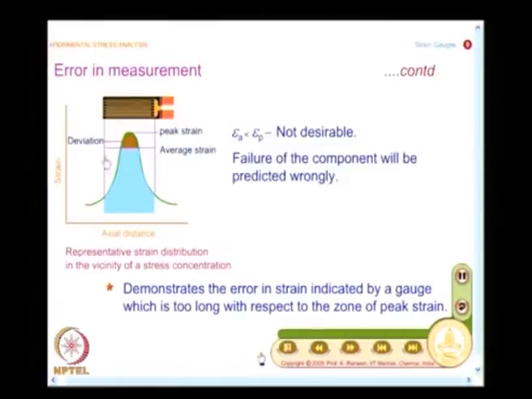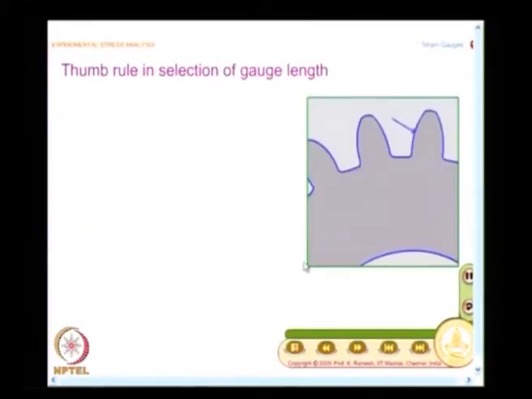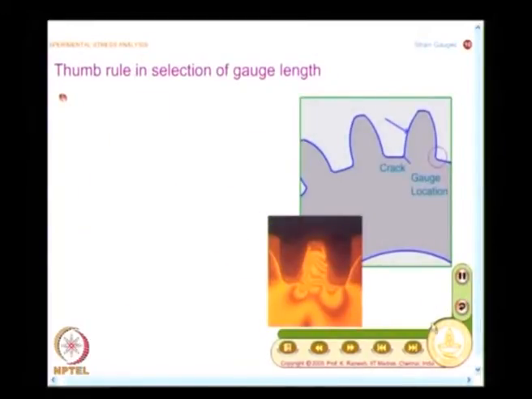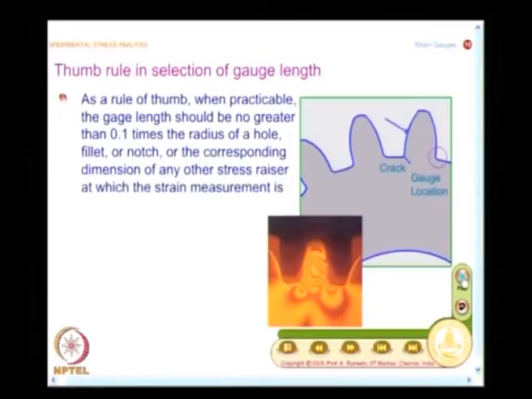You can't take gauge length selection arbitrarily. There are thumb rules available for different classes of problems. How do you go about selecting the gauge length? So, what you find here is, when you have a nonlinear variation of strain, the gauge length has an influence on the measurement, and you have to be careful. And let us look at two example problems and at a thumb rule on what I am going to look at.